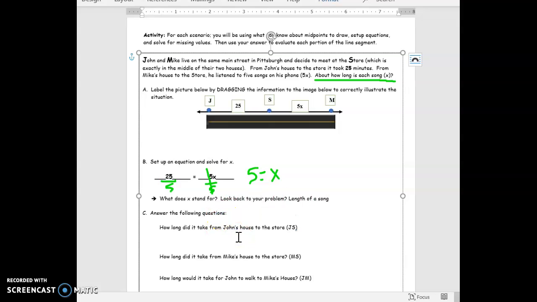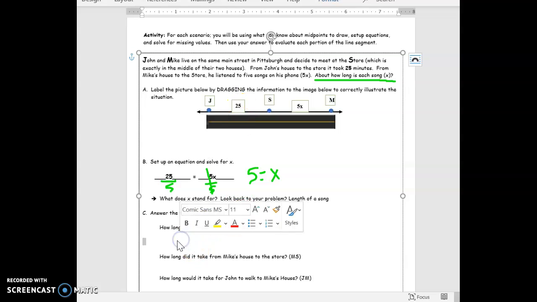From there in part C, you're going to answer the questions. And these are related to the segment lengths or the distances between John's house and the store and Mike's house, and then the distance if they would walk to each other's house. So the first question is asking you, how long did it take from John's house to the store? So whether you go back up to your narrative or you look in your picture, from J to S, from John's house to the store, is 25.